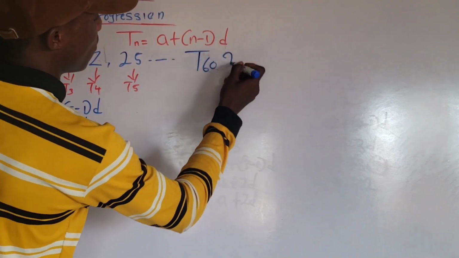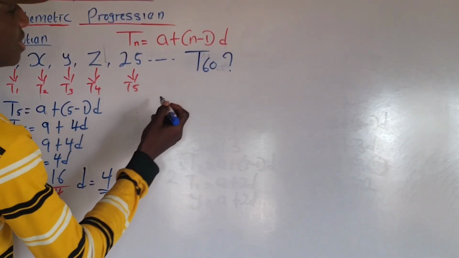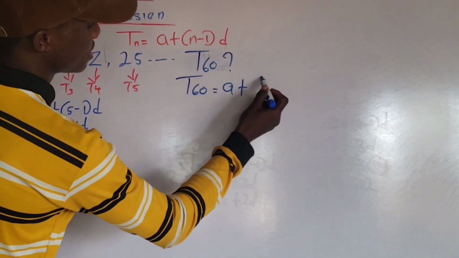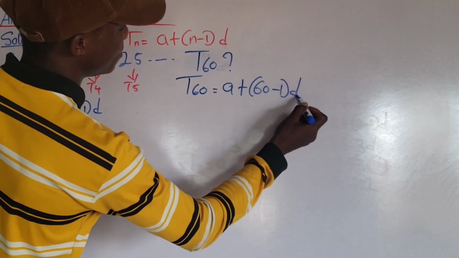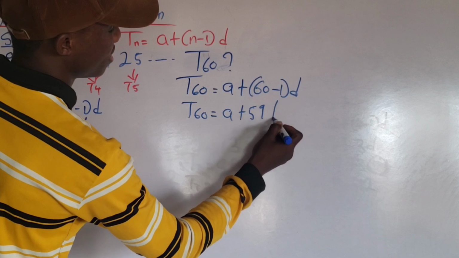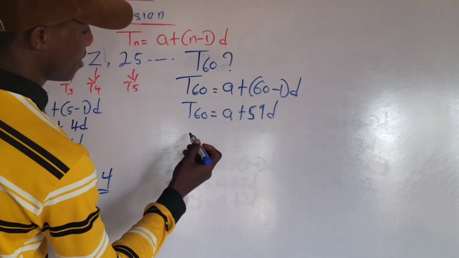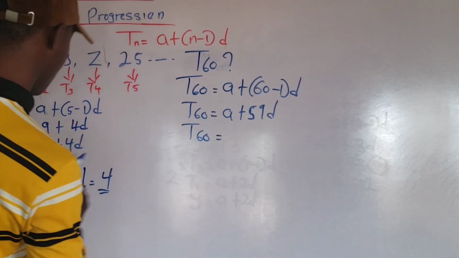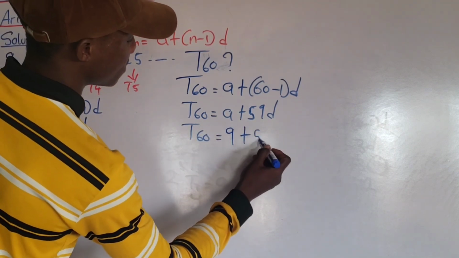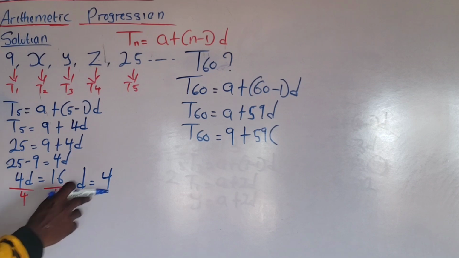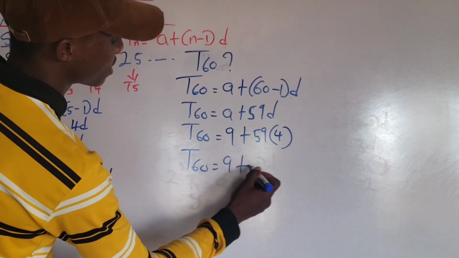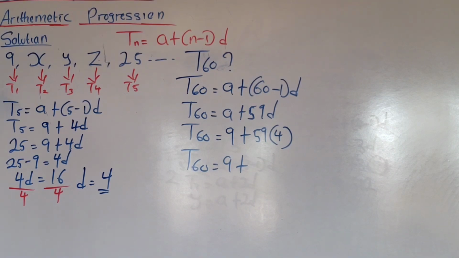Okay? Now, to get the value of T60, we are still going to use the same formula. That will be A plus 60 minus 1 multiplied by D. You understand? So T60 is equals to A plus 59D. Okay? So the 60th term is equals to A. A is what? A is 9. Okay? I'm going to have 9 plus 59 multiplied by D. D is 4. So I'm going to have multiplied by 4. The 60th term will be equals to 9 plus 59 multiplied by 4.